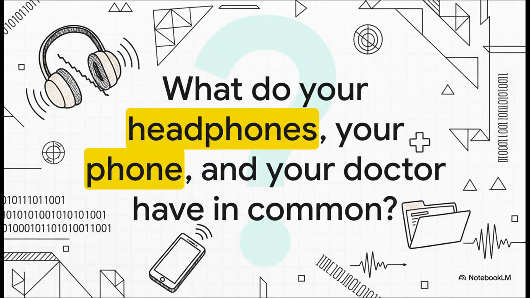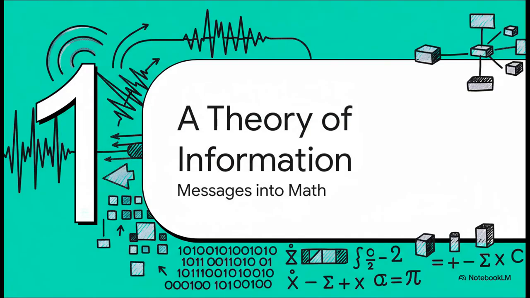So let's start with a bit of a riddle. What on earth could possibly connect your noise-canceling headphones, the signal strength on your phone, and even your doctor's medical records? Well, the answer is a totally revolutionary theory that took this fuzzy, abstract concept of information and turned it into something real, something we can actually measure, manipulate, and ultimately master. And that's where we're going to kick things off by exploring how this amazing theory managed to turn something as simple as a message into pure, predictable mathematics.